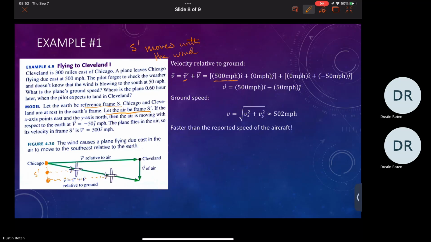To us, if we're a leaf in the wind, blown south from Chicago, if we're riding on that leaf, it just looks like the plane is moving at 500 miles per hour away from us. Okay, well, there's no movement that we can see if we ride with the wind. There's no movement in the y direction. So this piece here is just going to be our relative velocity in this wind frame, and it's just got the plane flying away from us at 500 miles per hour.